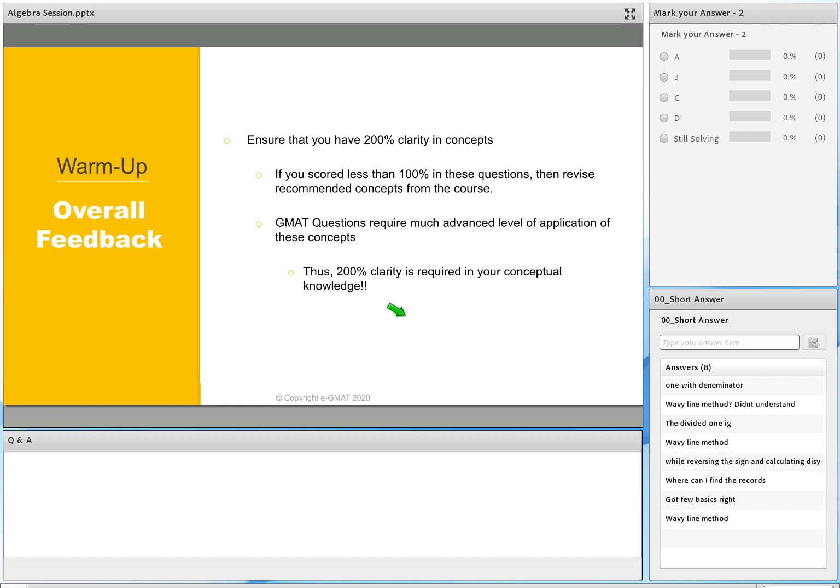Okay, the one with the denominator. Yeah, multiplying both sides by the square. While revising the sign, yes, reversing the sign, sorry, when you're multiplying or dividing by a negative number.